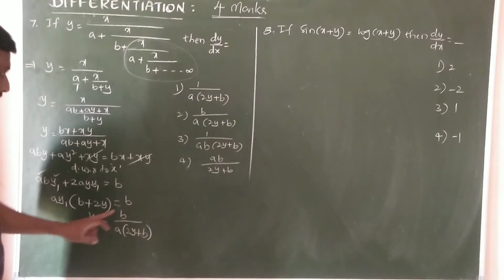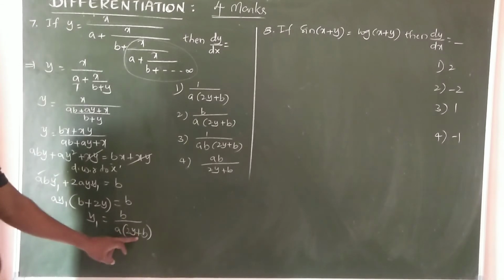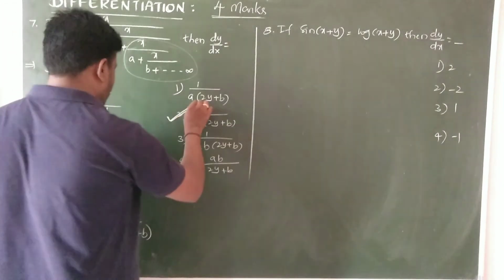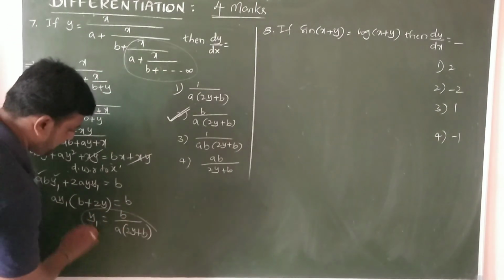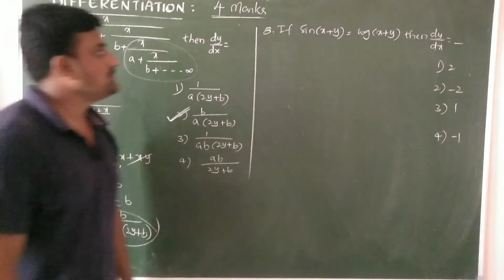So y1 equals b by a into 2y plus b. Okay, second option is correct. y1 is nothing but dy by dx. Okay, now last one.